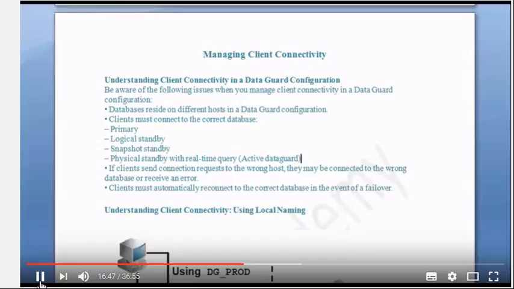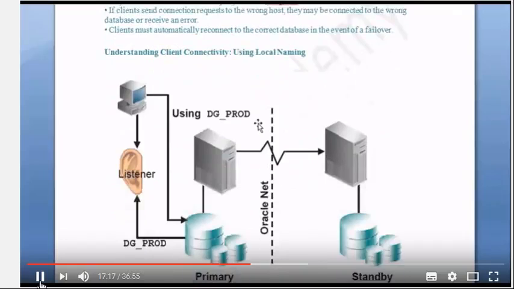Now, if the client sends a communication request to the wrong host, they may be connected to the wrong database or receive an error. So the clients must automatically reconnect to the current database in the event of failure. For example, as I have been telling you, when the primary database has been switched over to the standby database, then from that moment, the connections have to be redirected to the new primary. So how can that happen is what I am going to explain now.